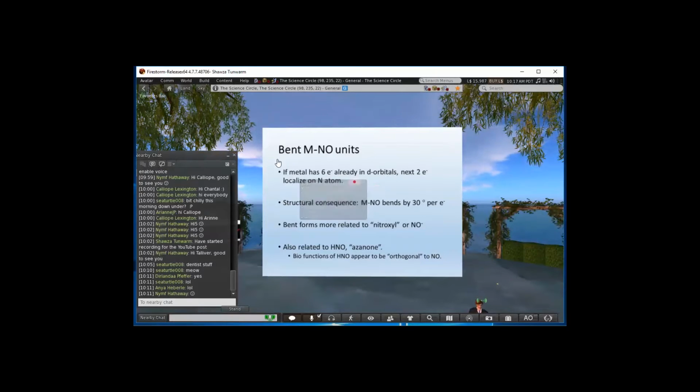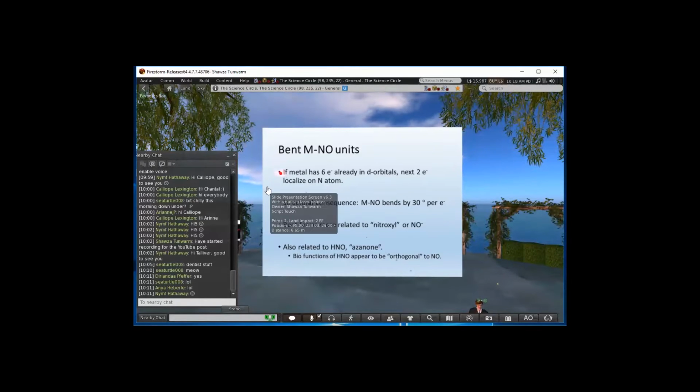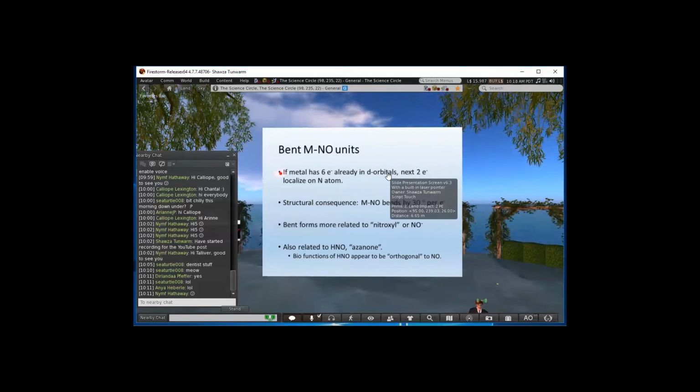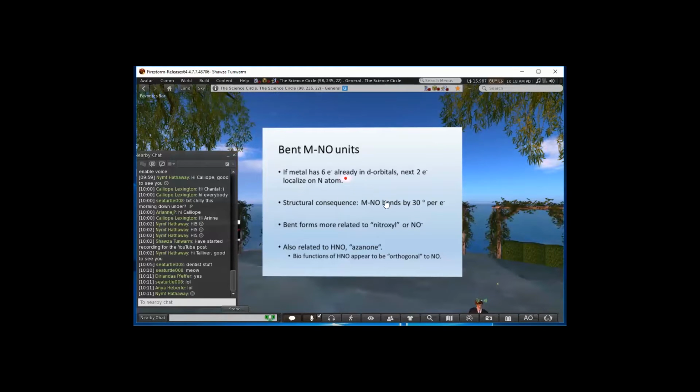Oh yes, there are different ways that NO attaches to metals, and it basically depends on how many electrons are already on the metal. If you look at the d orbitals, many metal atoms already have 6 electrons in their d orbitals. That's nice. What happens is that you get a metal NO with a 180-degree bond angle. It's a nice linear unit.